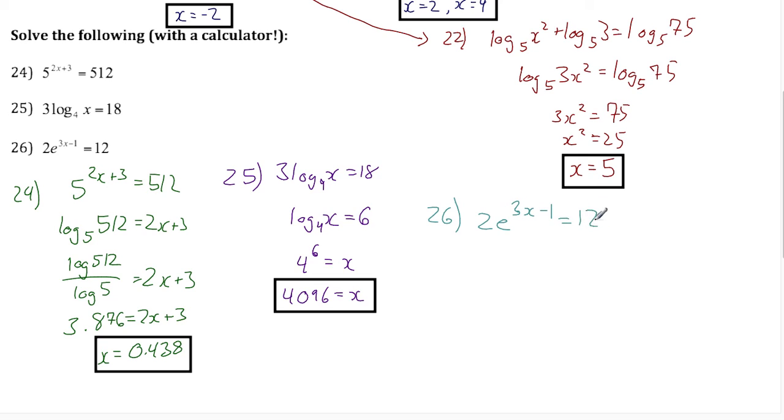All right, 2e to the 3x minus 1 equals 12. Again, same thing as before, we can divide by the coefficient. So we get e to the 3x minus 1 equals 6. And now I can just rewrite it. This is a natural base, so it's going to be taking the natural log. So we get natural log of 6 is equal to 3x minus 1. Natural log of 6 in the calculator is 1.792. That equals 3x minus 1. What we can do is add 1, and then divide by 3. So we get x is equal to 0.931. And those are the problems for Chapter 3 review.